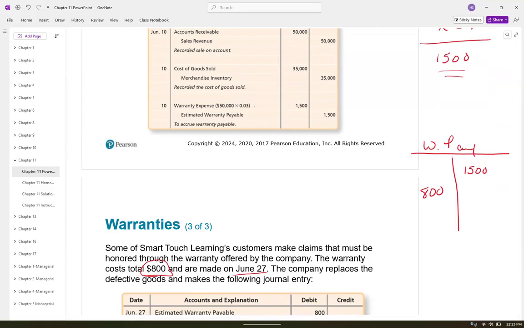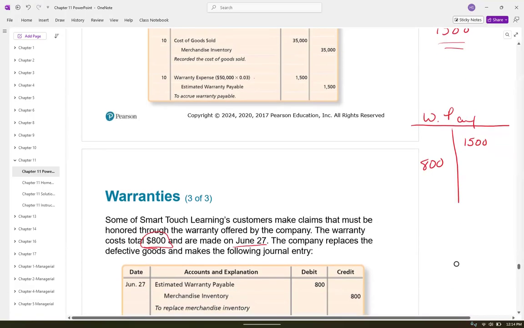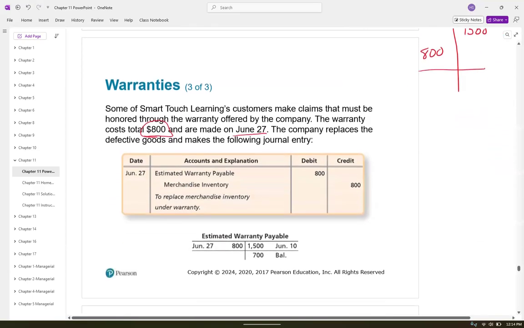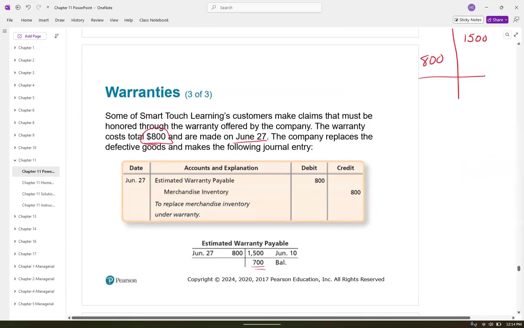It's kind of like accounts receivable and bad debts. We don't know who's not going to pay their bill. We just know a certain percentage will not pay their bill. Again, whatever this item was, we probably wouldn't have sold it if we had known it was defective. But we don't know that. It's just an estimate. But now we know and we have to pay for that. So we will debit the warranty payable and credit merchandise inventory. Notice how that brings this warranty payable down to $700.